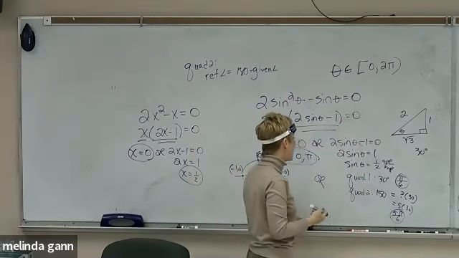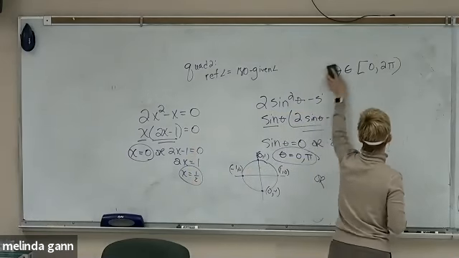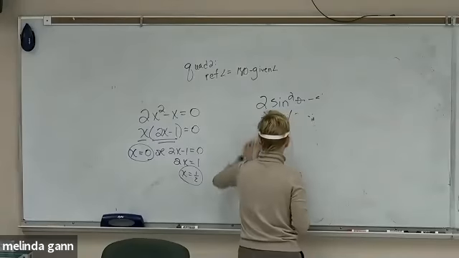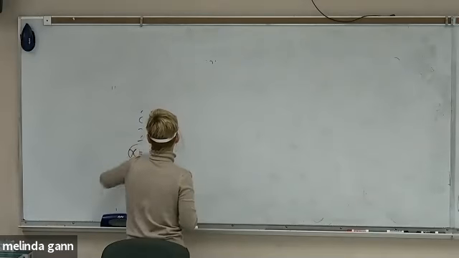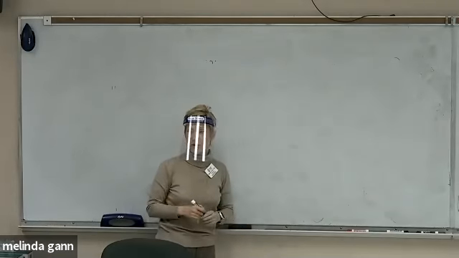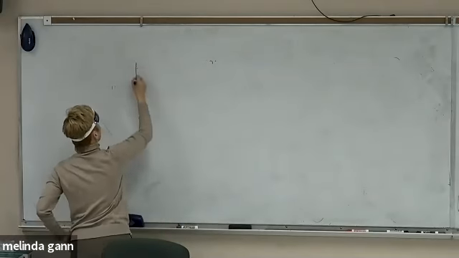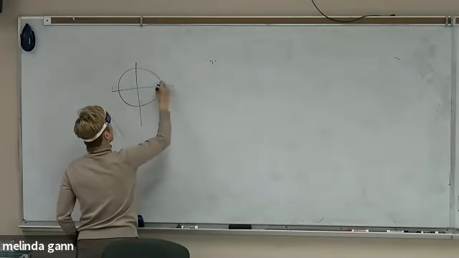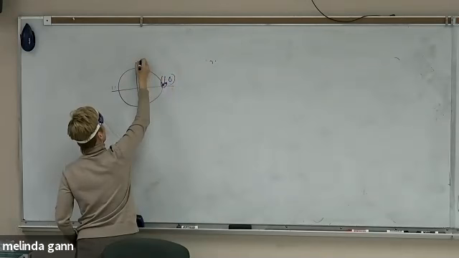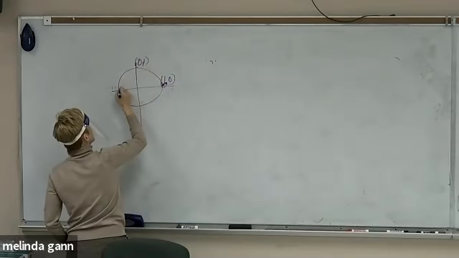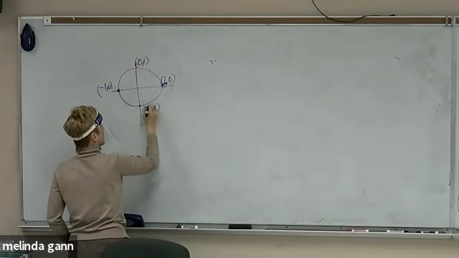Now, let me show you how I graphed things 1,000 years ago, when I didn't own a graphing calculator. All I used was that unit circle that I just showed you. What was that point again over here? 1, 0. What was this one up here? 0, 1. What was this one? And 0, what? Okay, so watch.